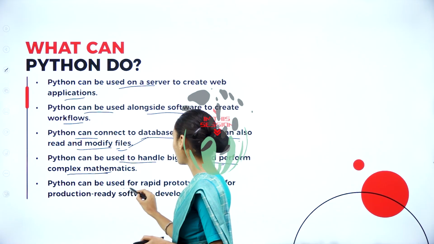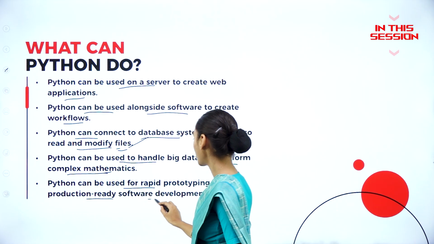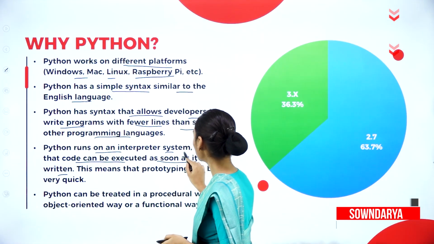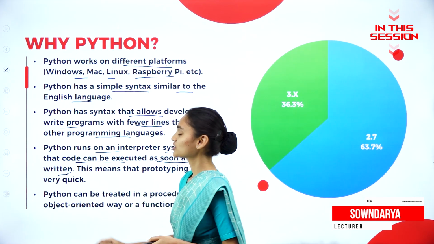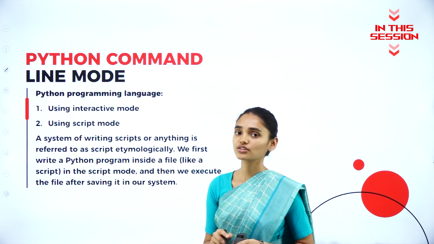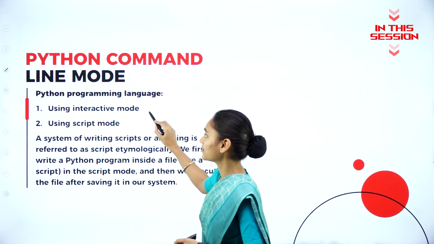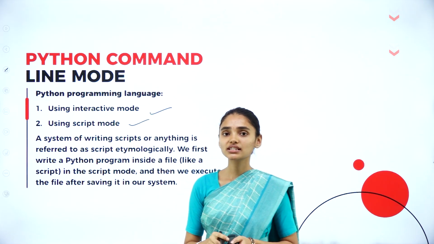Python can be used for rapid prototyping or for production-ready software development. It can run on the interpreter system, means the code can be executed as soon as written. So once you write the code, you can execute it. Python command line mode. So in that you have Python programming language. One is user interactive mode and another one is using script mode.